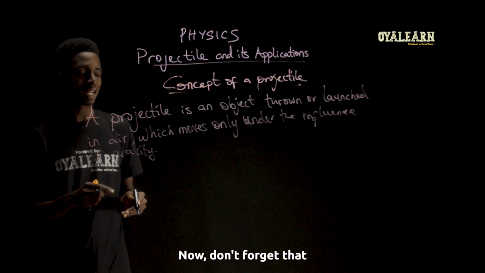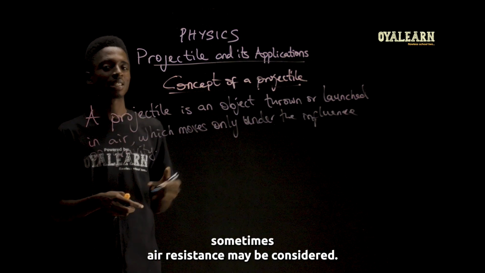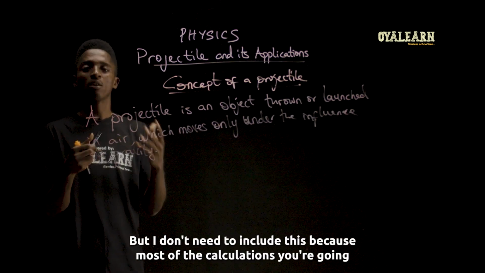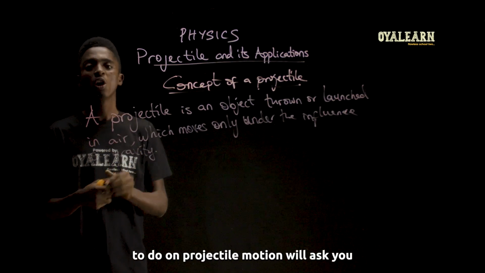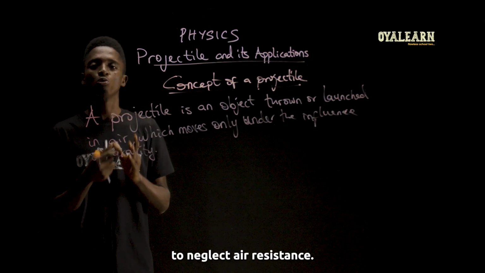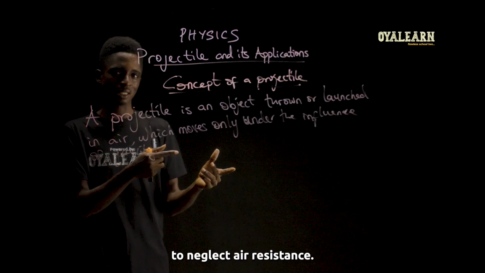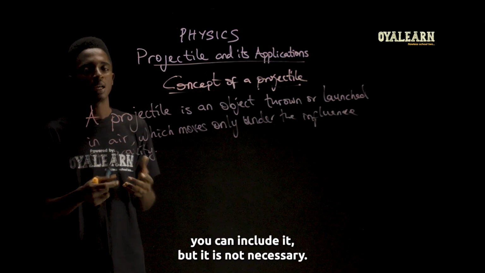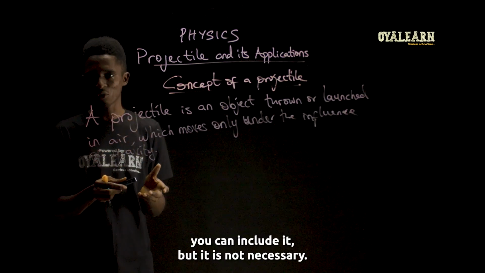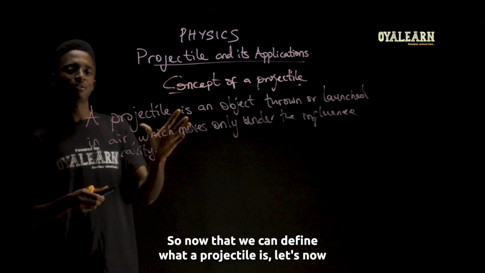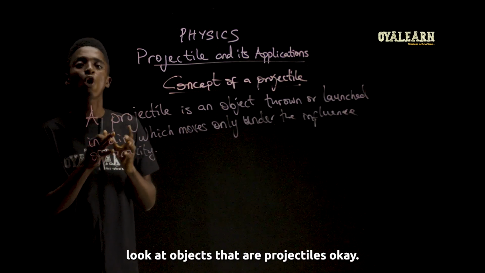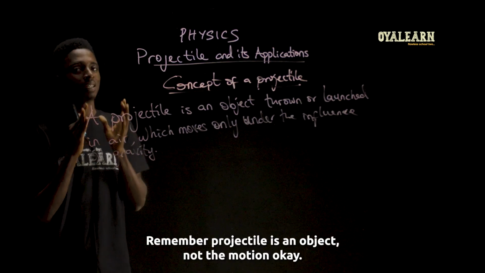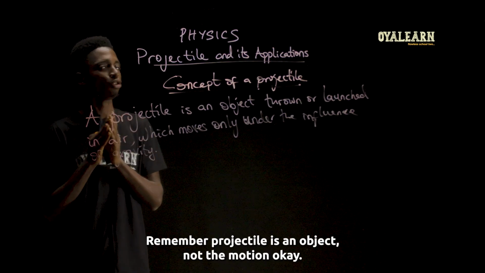Don't forget that sometimes air resistance may be considered, but I don't need to include this because most of the calculations you're going to do on projectile motion will ask you to neglect air resistance. So if you are trying to describe a projectile, you can include it, but it is not necessary. Now that we can define what a projectile is, let's look at objects that are projectiles. Remember, a projectile is an object, not the motion.